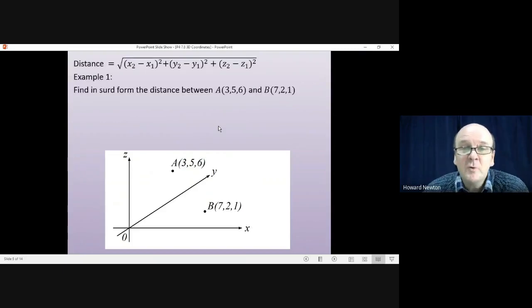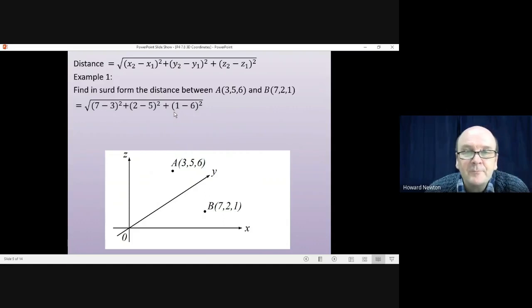Find in surd form the distance between the points A (3, 5, 6) and B (7, 2, 1). No tricks or catches here. Have a go yourself, pause the video, come back to me when you're ready. Okay, let's have a look.